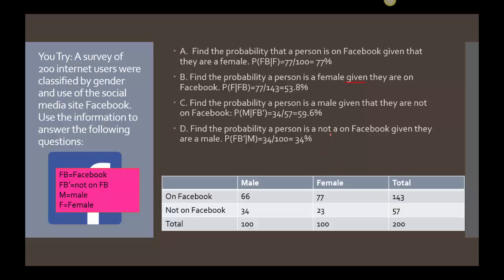And then find the probability a person is not on Facebook given they're a man. So I go back to men, not on Facebook, but then the second part is a male, so I divide by 100, which says 34%.